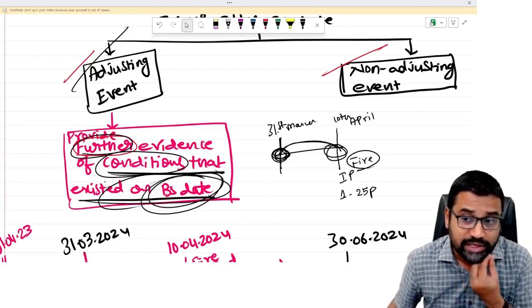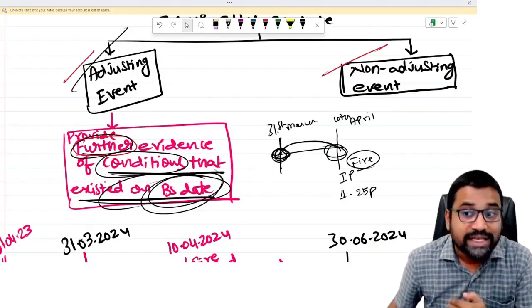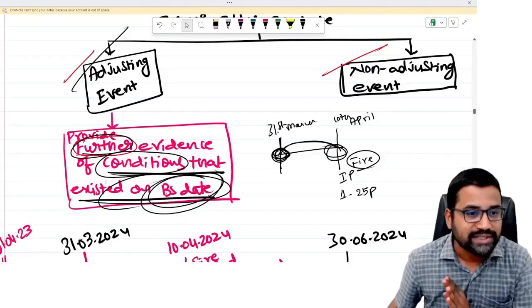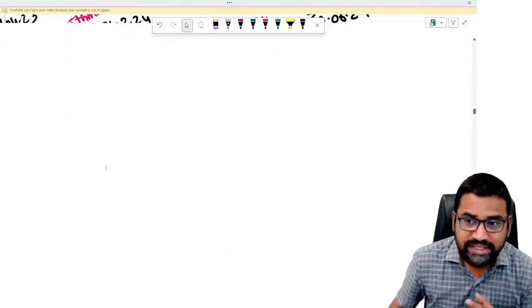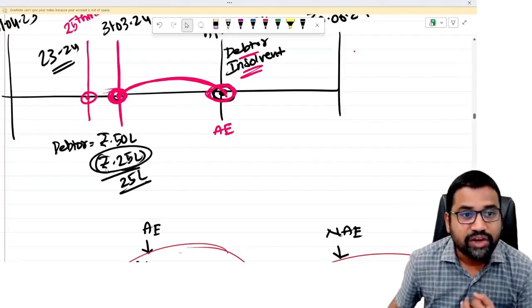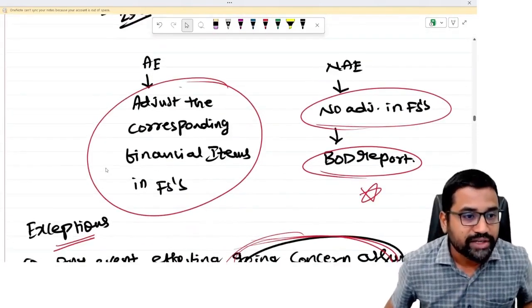then also it will become a non-adjusting event. So to become an adjusting event, first of all, there must be conditions existed on the balance sheet date. Second, the subsequent event happened, which will provide further evidence of conditions that existed on the balance sheet date. And I told you, if it is an adjusting event, we need to adjust the effect of that event in the financial statements. If it is a non-adjusting event, we should ignore it. Of course, if it is required, we will disclose it in the board of directors report.